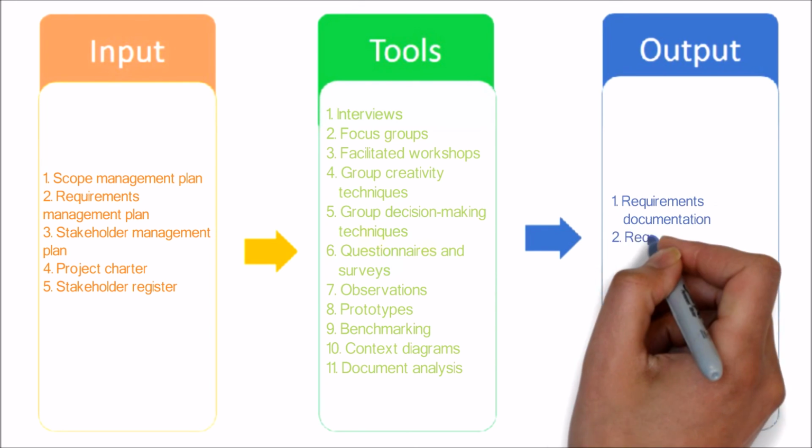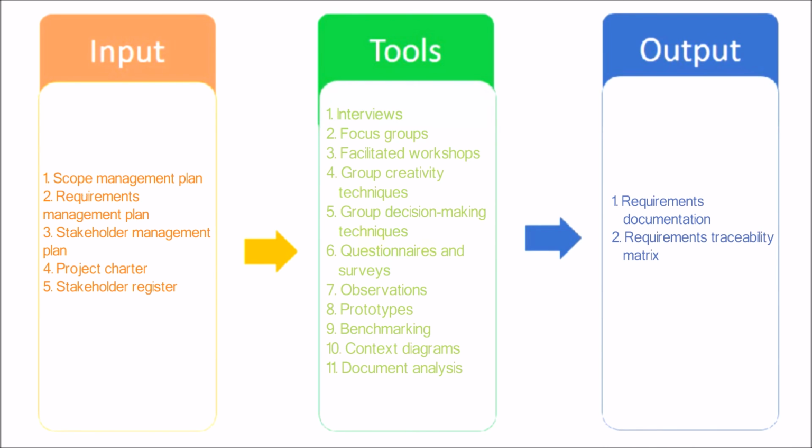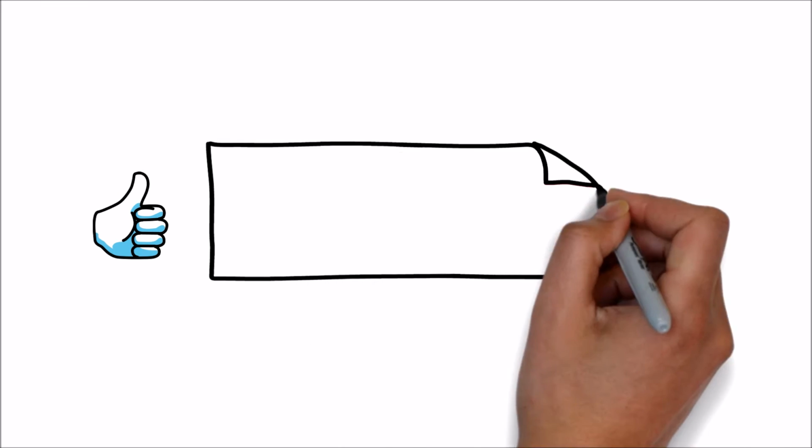Now let's see the output of this process. Requirements documentation. Requirements documentation describes how individual requirements meet the business need for the project. Requirements traceability matrix.